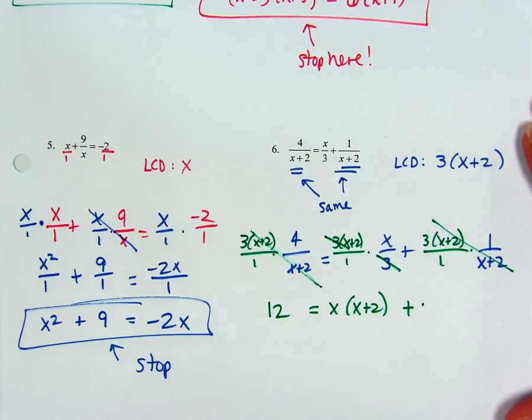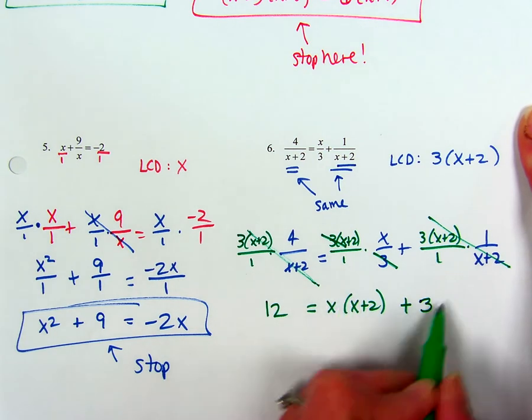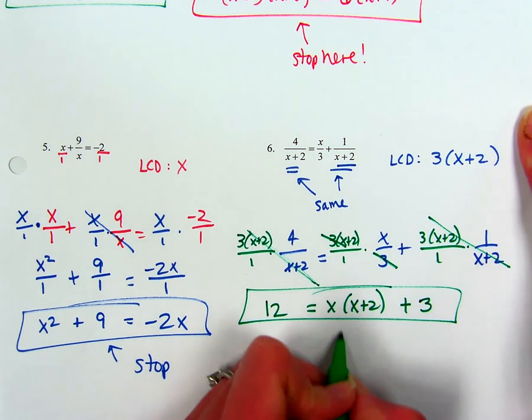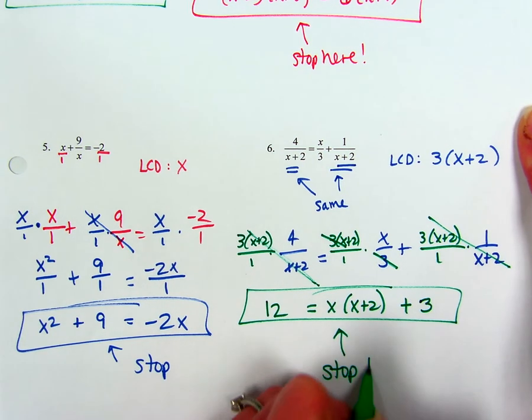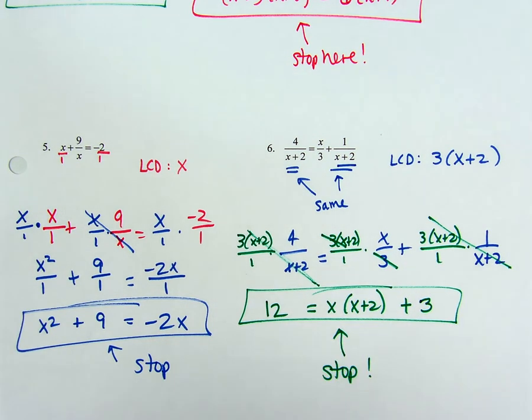All right, my x plus 2's cancel, so I'm left with 3. All right, and then if you notice, there's no more fractions, so you're all done. So for here, you could just stop. All right, make sure you notice that when you divide by 1, you don't really need that, so I just left those off.